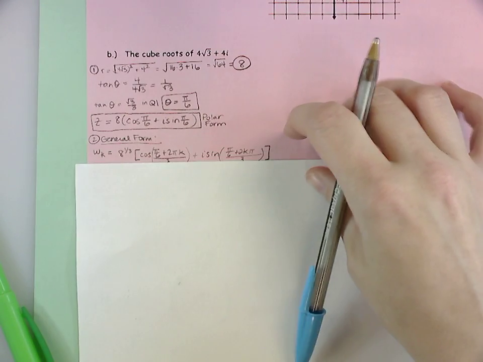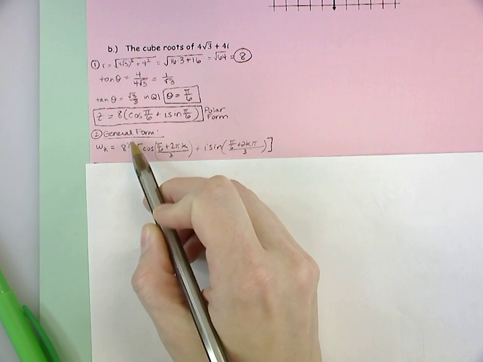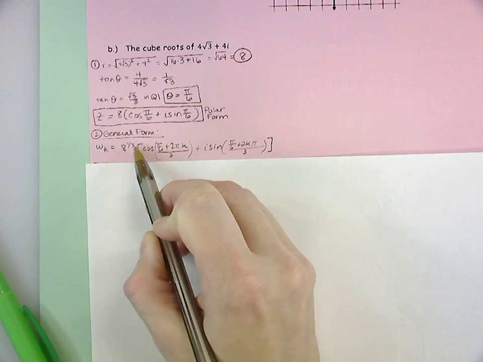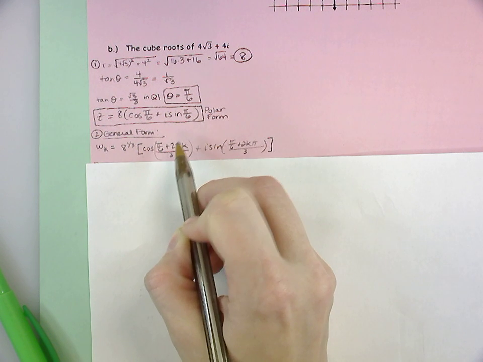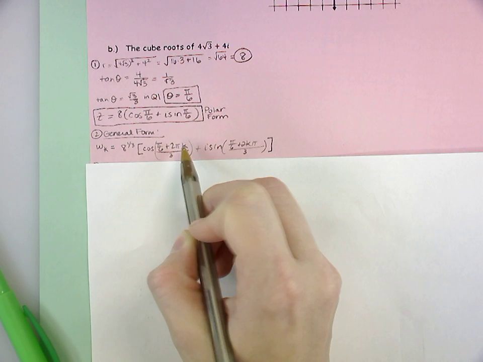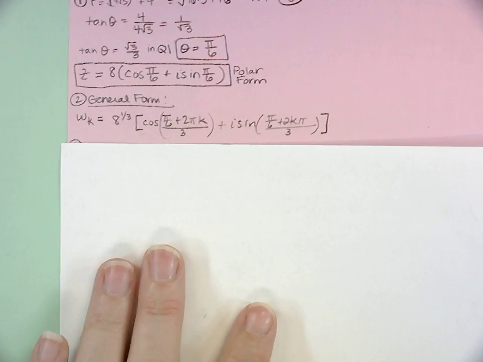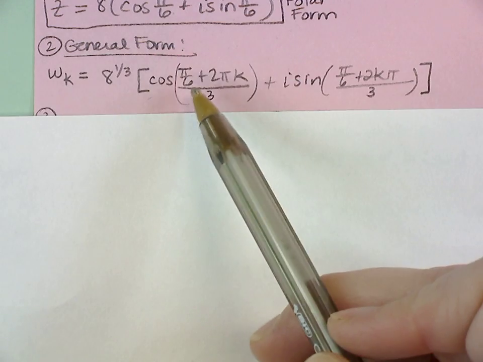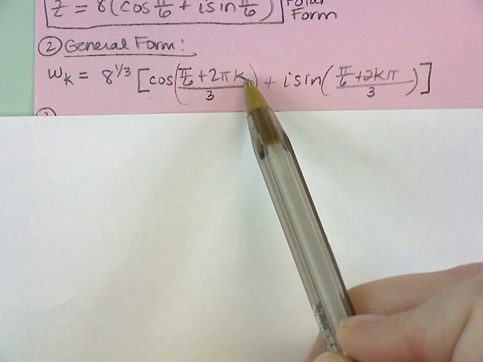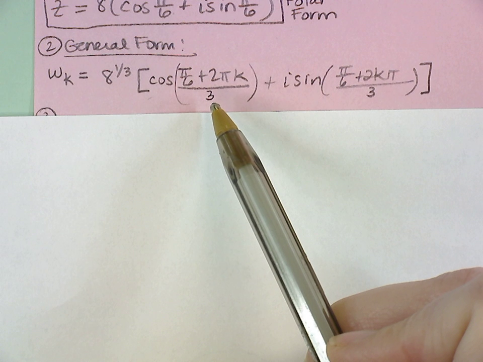So, in general, I have r to the 1 over n. So my r is 8, my n is 3. And then it's cosine of theta plus 2k pi or 2 pi k, whichever you want. So this is a new equation. That's a new equation, yep. So from the front side, your new equation is going to be theta, and we already know theta is pi over 6, and then 2 pi k stays the same, and then it's divided by n, and our n value is 3.